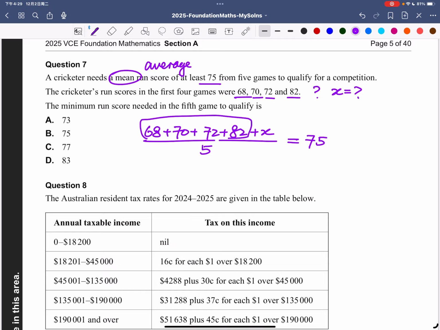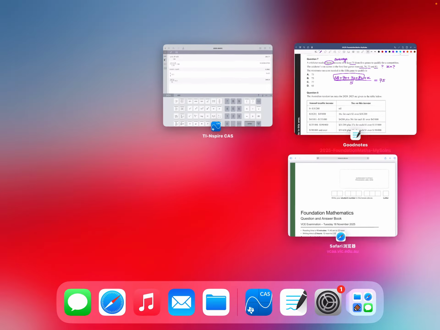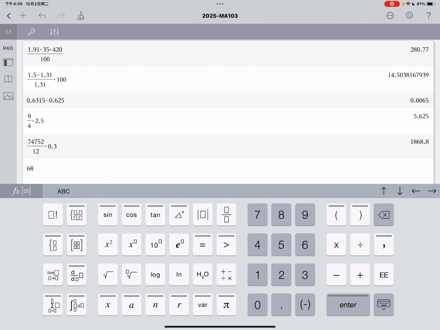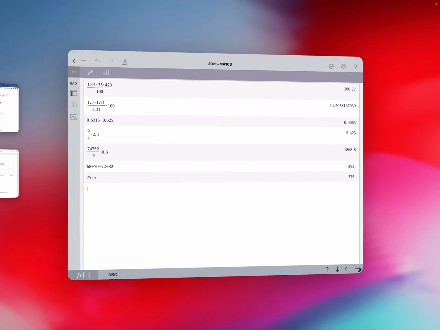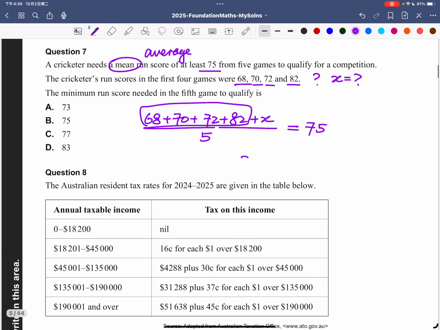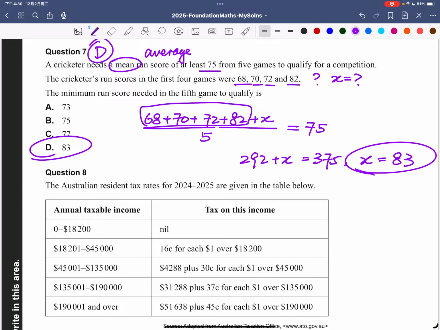And we can calculate this cluster and also multiply this whole equation by 5. So for example, the cluster I circled will be 68 plus 70 plus 72 plus 82, and that is 292. And also 75, the desired average multiplied by 5, which gives a total 375. 292 plus x equals to 375, okay? And then you can identify this x value to be 83. Just use the 375 to subtract 292, you get it.